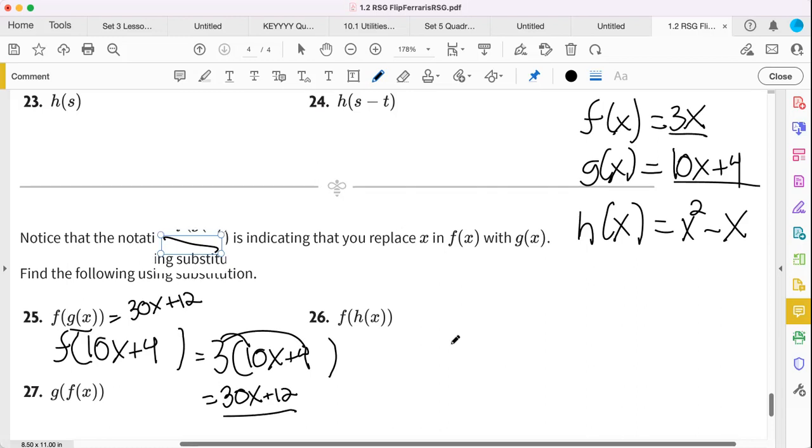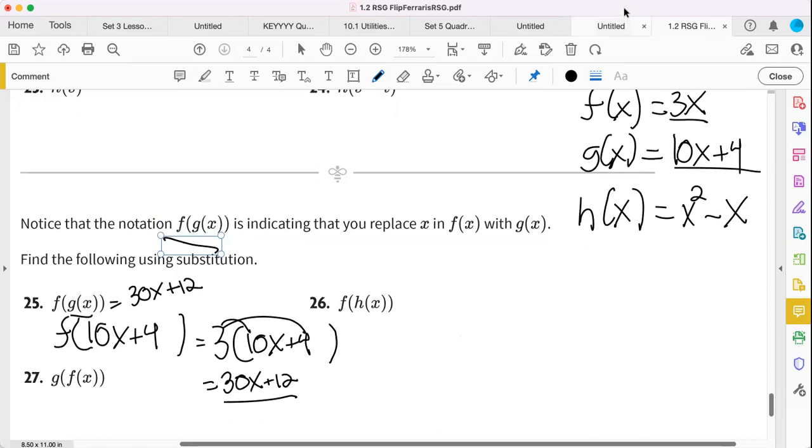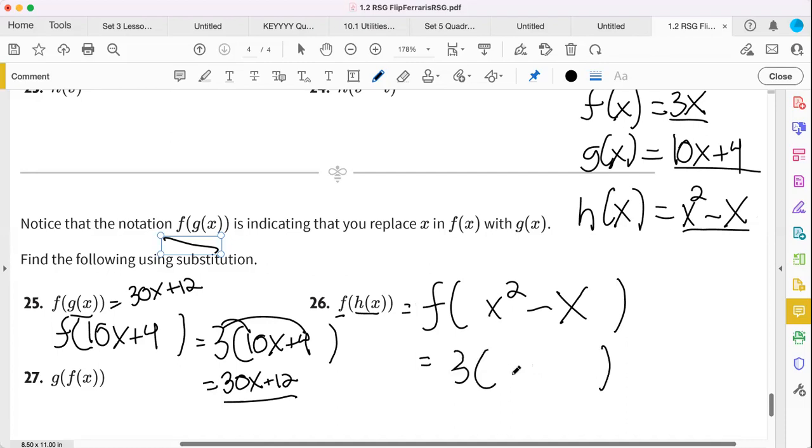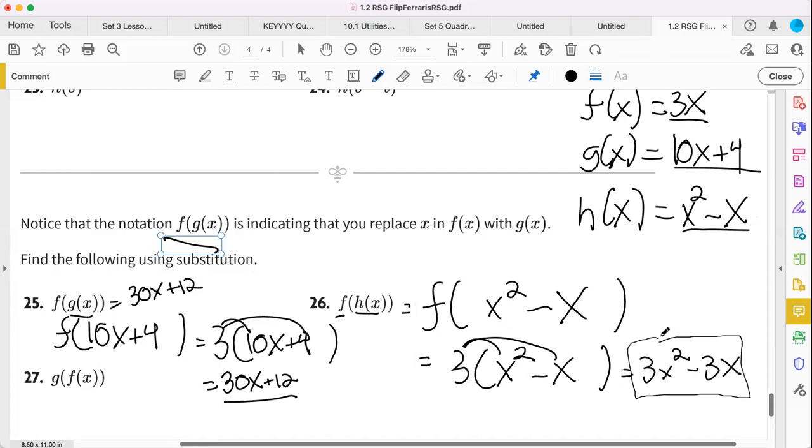Maybe take a moment, try f of h of x, and I'll throw in some answers for that shortly. So you could start by saying that on the outskirts, we're dealing with f, and our input is h of x. Recall h of x is x squared minus x. So now we're dealing with f of x squared minus x. So similar scenario, wherever x is though, we're now putting in x squared minus x. So then we can distribute that up. 3x squared appears, and we're deducting 3x. Capiche? We're done. So this was our answer over here.